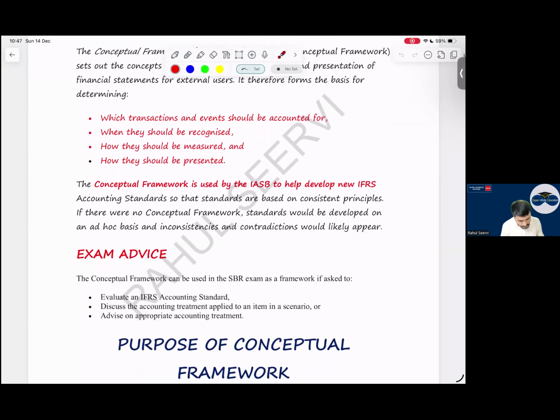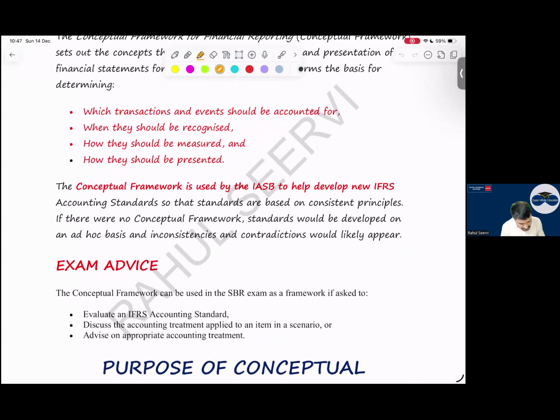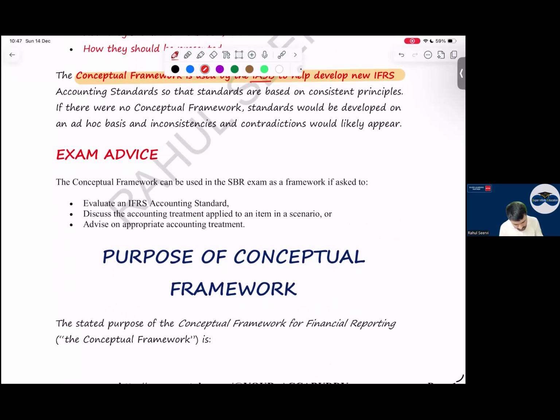Then see, the conceptual framework is used by the IASB to develop new IFRS standards. What is the IASB? International Accounting Standards Board. So can I say it's a board? 14 members are there. They are making the IAS and IFRS standards. Simple. Now see, exam advice.